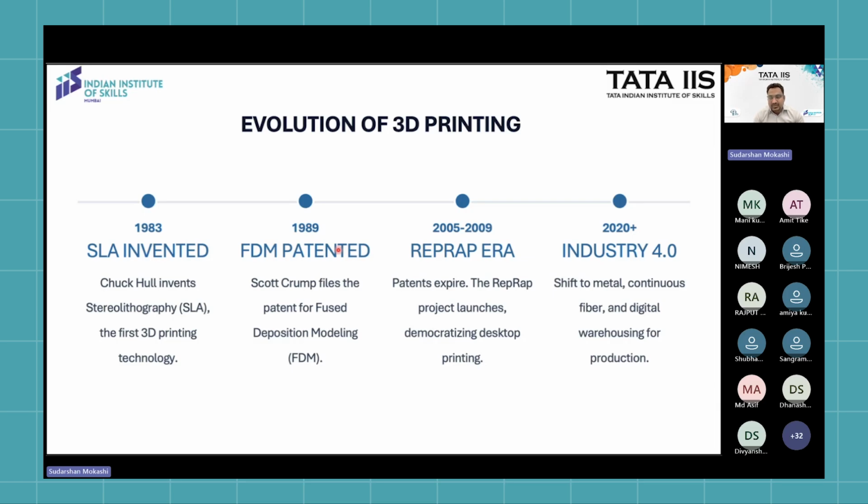After that, in 2020 plus, with Industry 4.0, it shifted to metal 3D printing, which is DMLS technology. Also, continuous fiber can be used for reinforcement to increase the strength of plastic polymer, and digital warehousing for industry production. So this is the history of 3D printing. We'll go to the next slide. If anyone has questions, please type in the chat box. We'll answer after this.